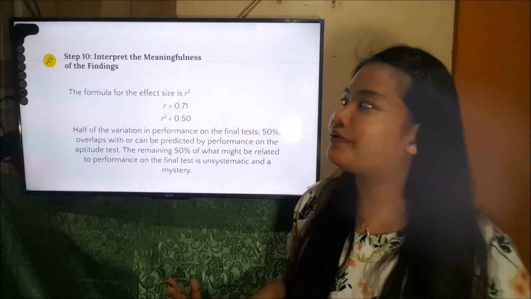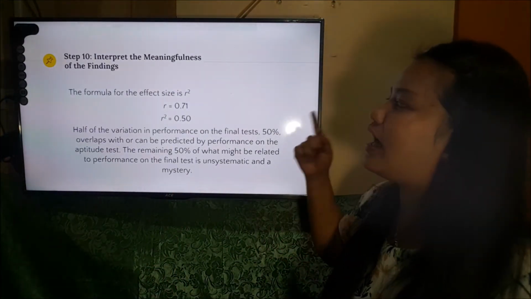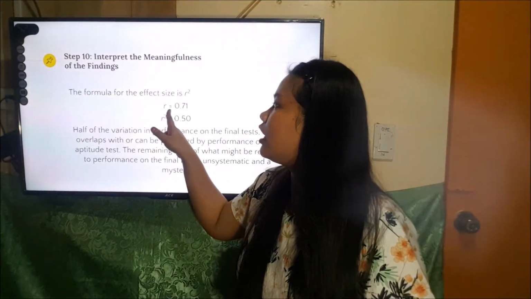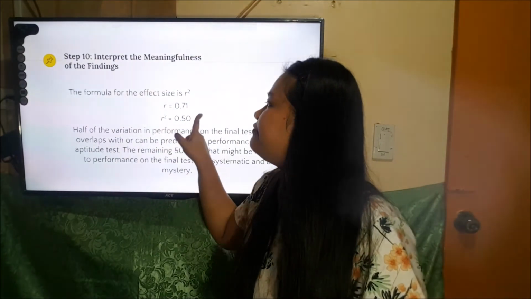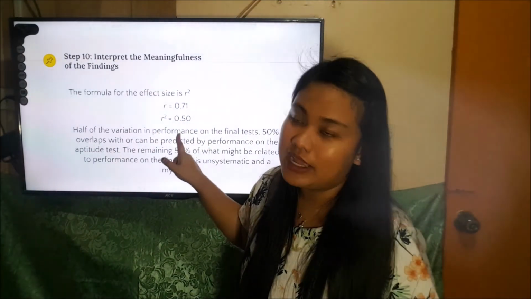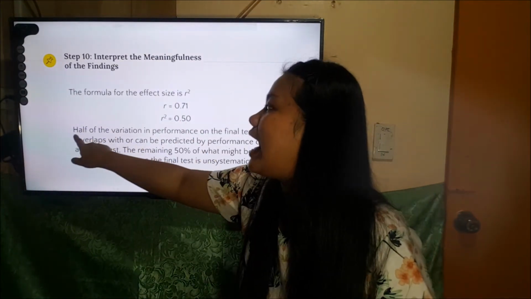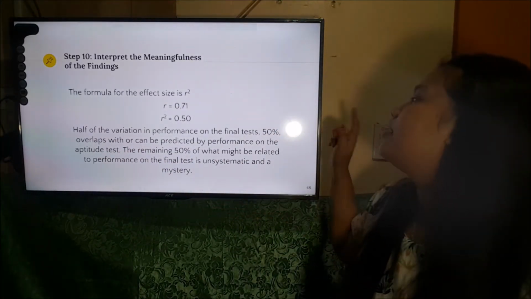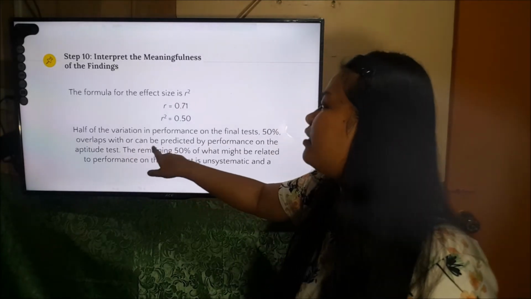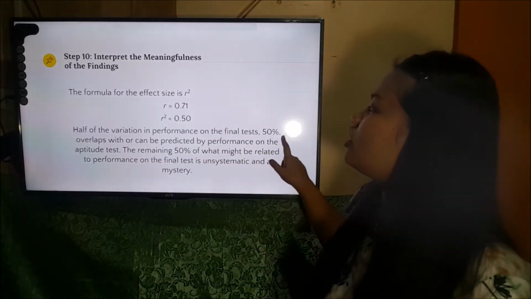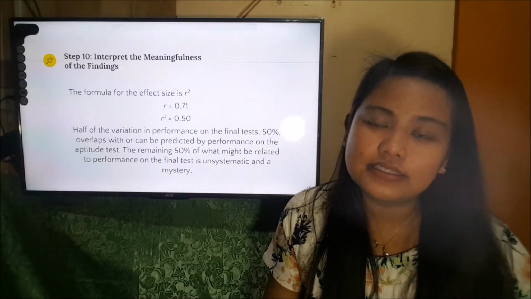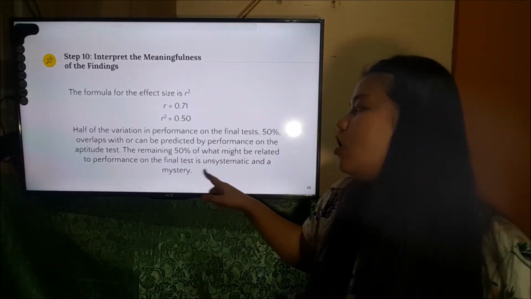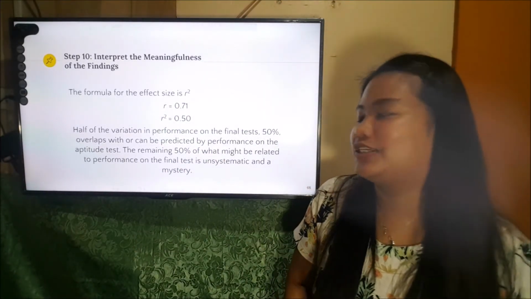Step 10 is to interpret the meaningfulness of the findings. We have to look for the effect size, and the formula is simply r squared. Our r is 0.71, squared it will give you this value, 0.50. This effect size indicates that half, since it's 0.5, half of the variation in performance on the final test, 50%, overlaps with or can be predicted by performance on the aptitude test. The rest of the 50% might be related to other performance on the final test or is a mystery in this research. Okay?